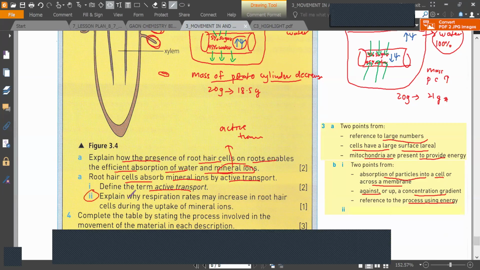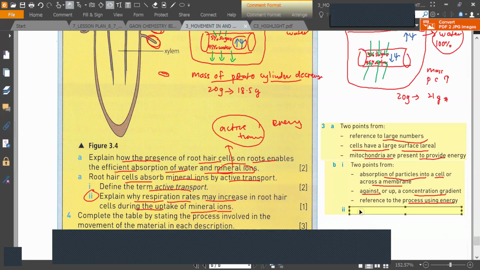Part 2. Explain why respiration rate may increase in the root hair cells during uptake of mineral ions. When we are having the uptake of mineral ions, we are using active transport, so we need more energy. So we will be increasing the respiration rate, which provides energy.